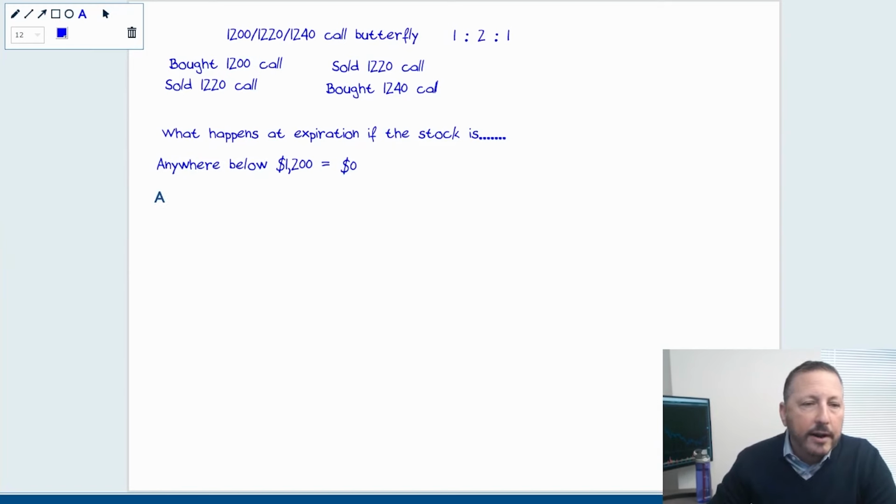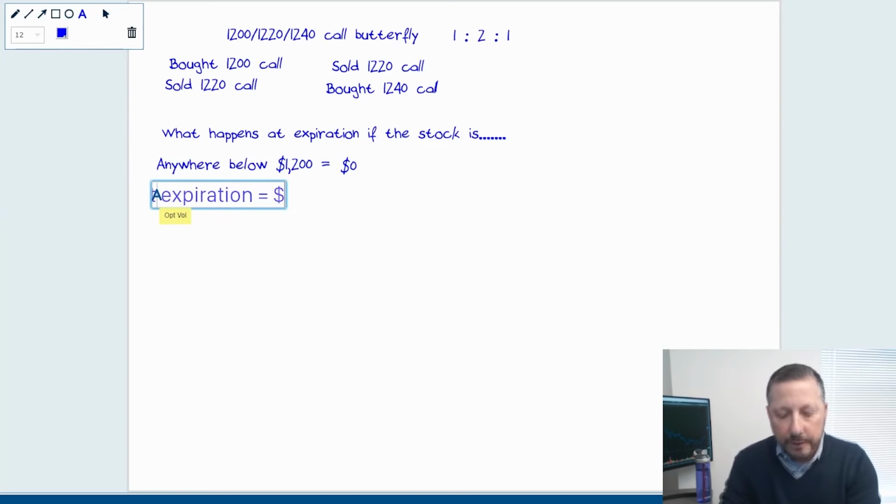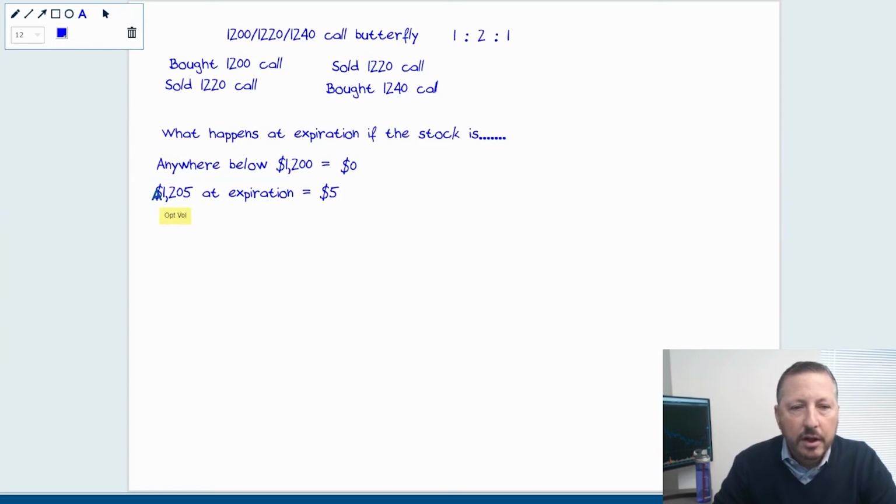What if we're at 1205? This is just going to equal $5. Our long part of the butterfly, the 1200 1220 spread, is worth $5. The short 1220 1240 is worth 0, so this would be 5, for a profit of $4. Remember, we've paid $1 for this. What we're looking at right here is just the value of the butterfly.